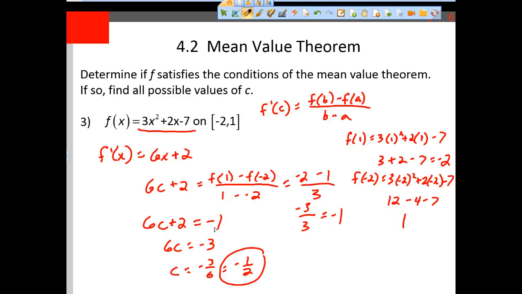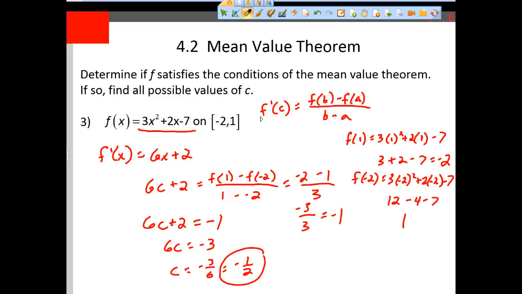Now, one thing that some people forget about. We said there must be at least one c between negative 2 and 1. Now, what if you did this work and you didn't get negative 1 half? What if you got like negative 3? Notice, negative 3 is not between negative 2 and 1. So what would you do? Would you say there is no solution, or would you go back and check your work? So you should say that you must have made a mistake, because the mean value theorem says there must be at least one value in between negative 2 and 1.